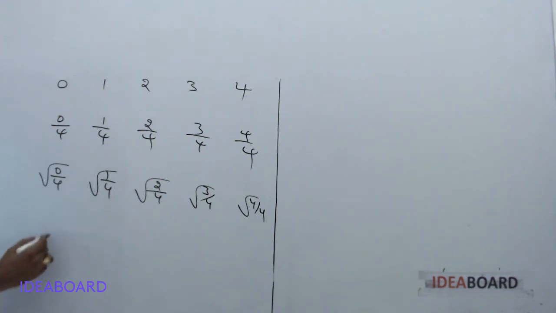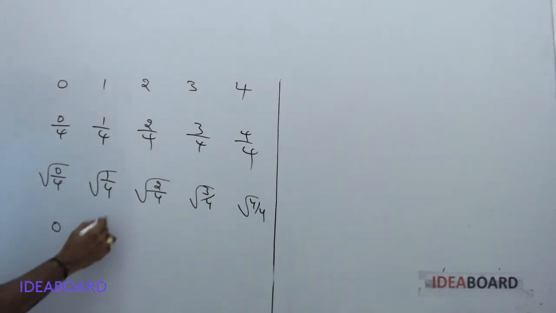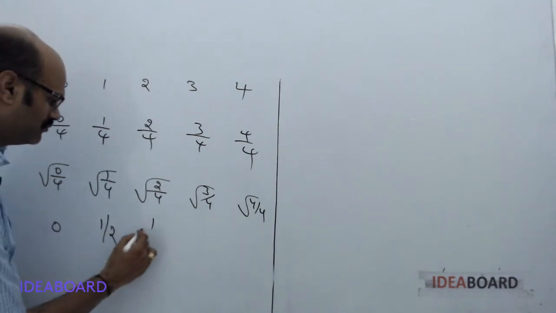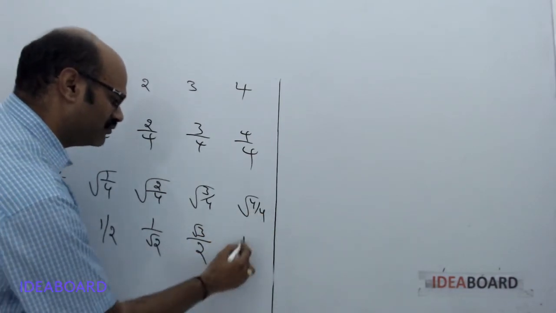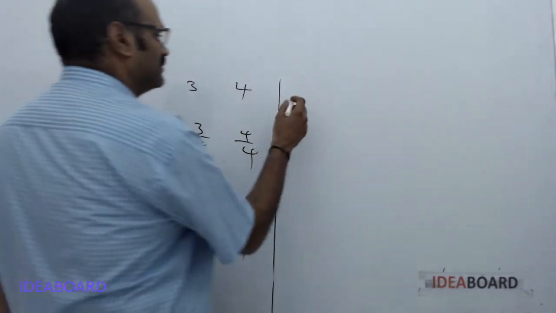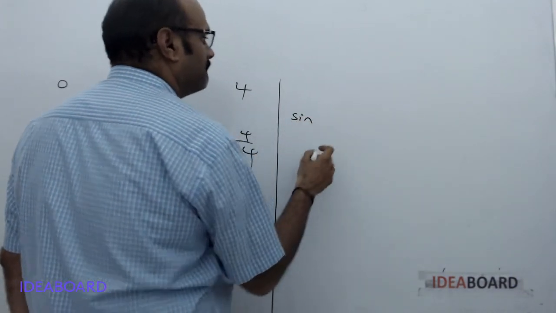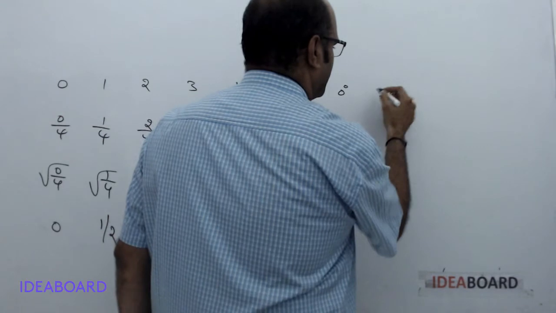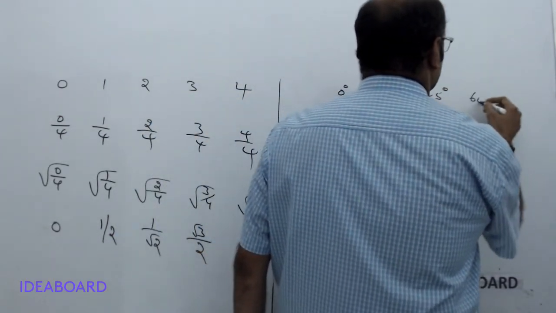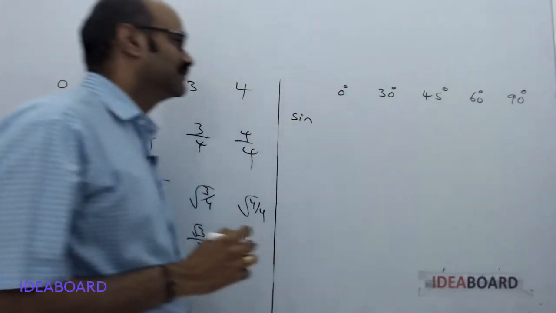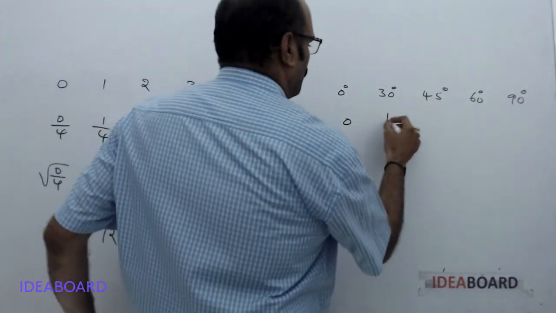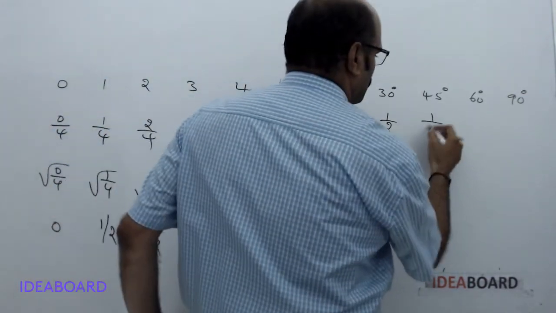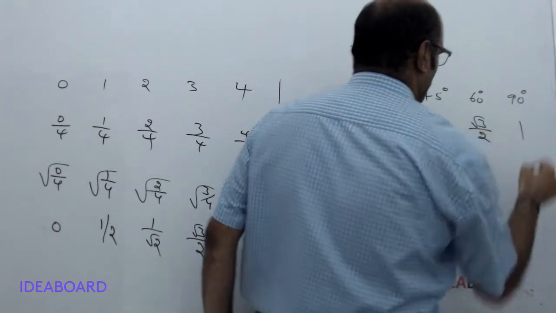So square root of 0 is equal to 0. Square root of 1 by 4 is 1 by 2. Square root of 2 by 4 is 1 by root 2. Square root of 3 by 4 is root 3 by 2. Square root of 4 by 4 is 1. Now we have to take sine 0 degrees, 30 degrees, 45 degrees, 60 degrees, 90 degrees. Now sine 0 equals whatever values we got here, just write the same: 0, 1 by 2, 1 by root 2, root 3 by 2, 1.